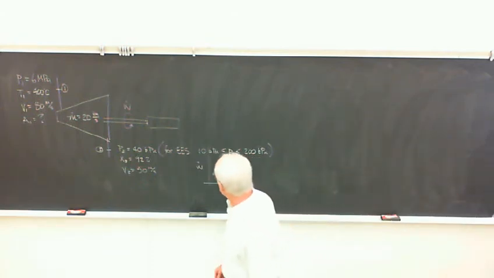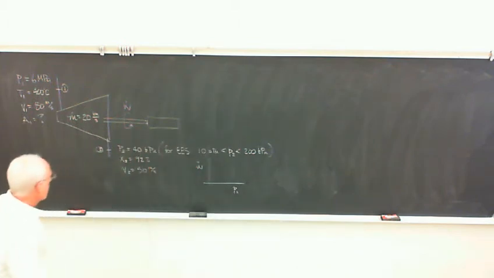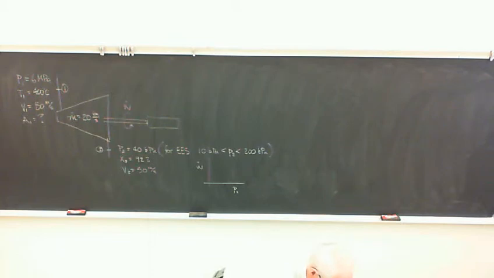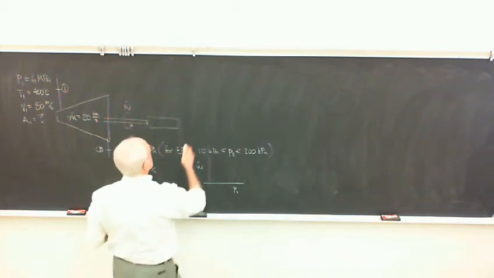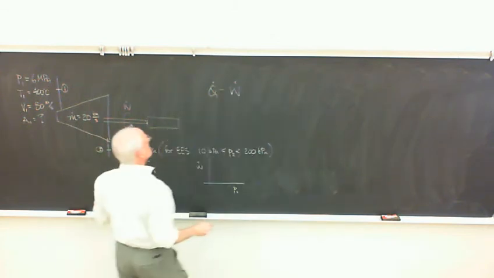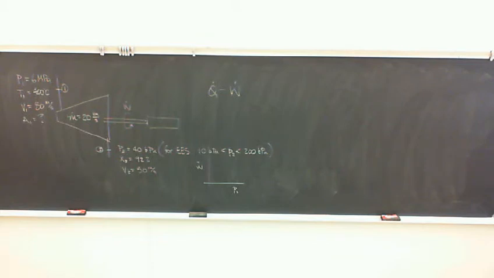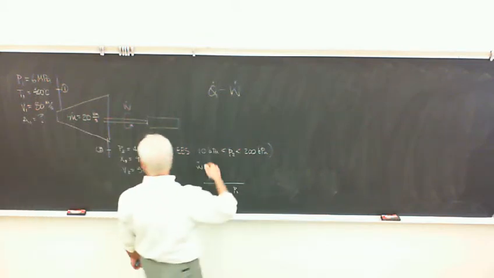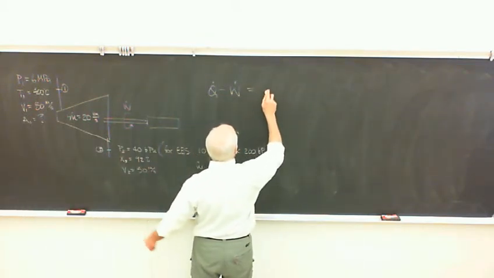The state points, because you're going to need to find what's missing. Certainly W dot you're going to have to find. Well, in fact, that's really the only thing you need. Well, you need that flow area in the front, so.